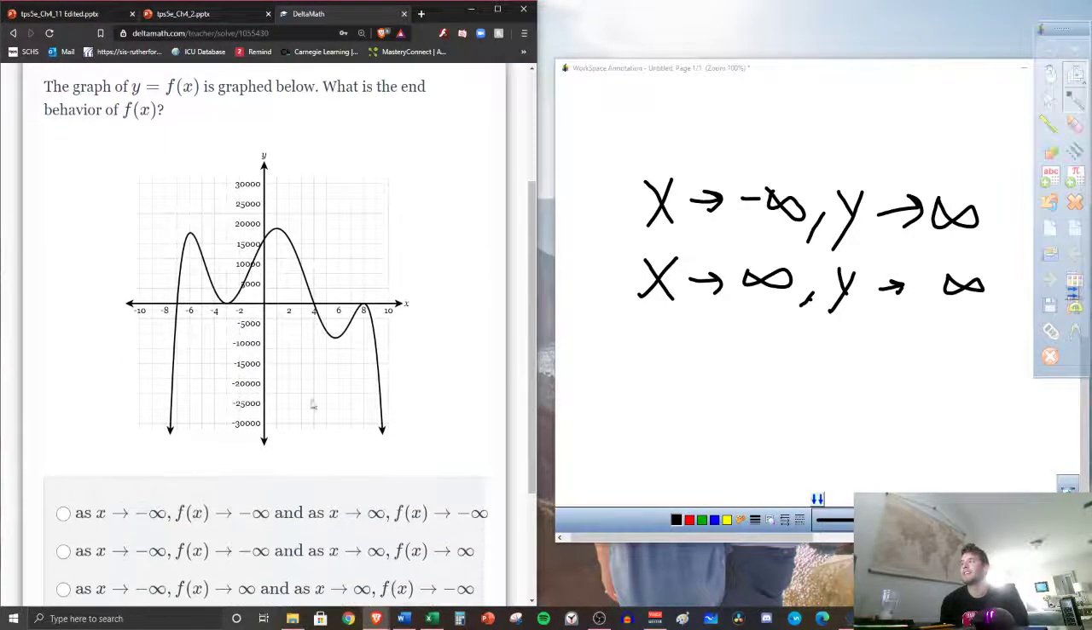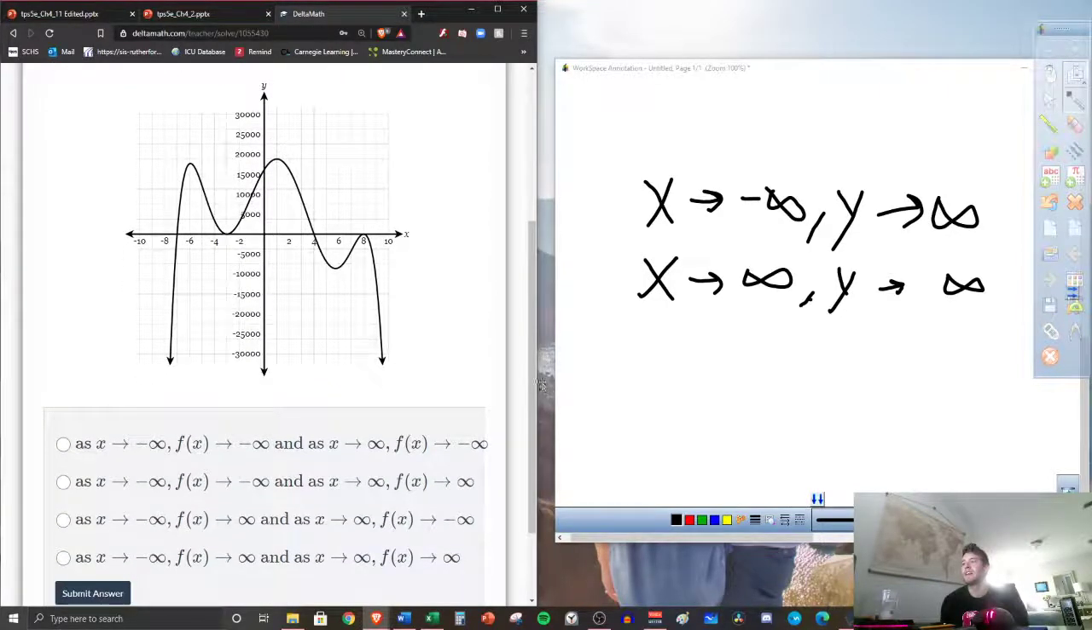Look at how crazy that one is. Okay, so this polynomial here. Look at the answer choices. I'll pause it. You tell me what you think it is. 1, 2, 3, 4.